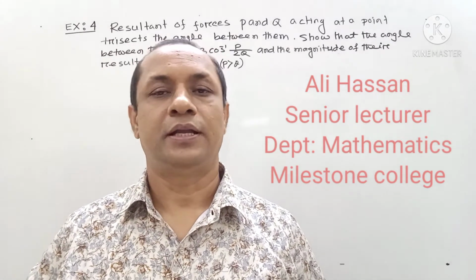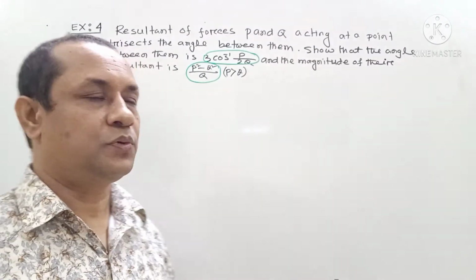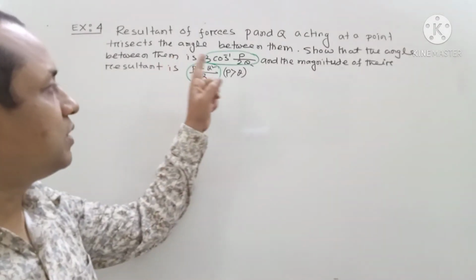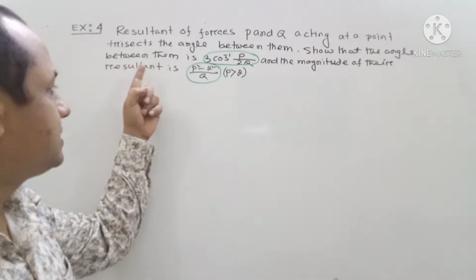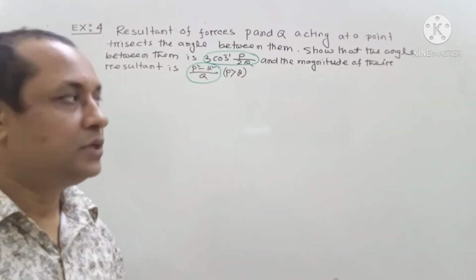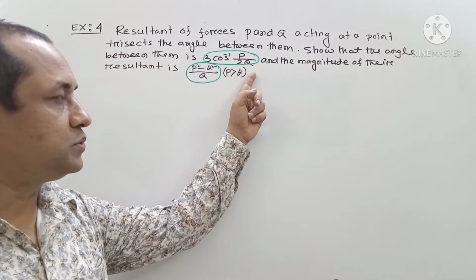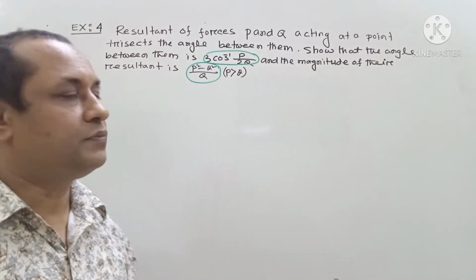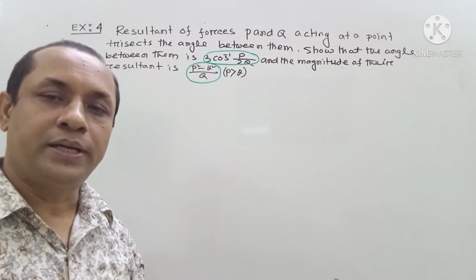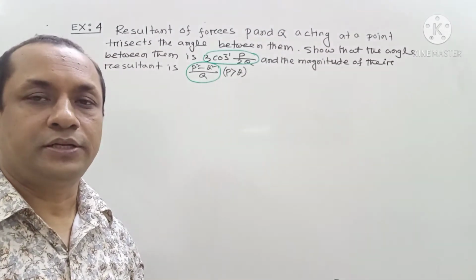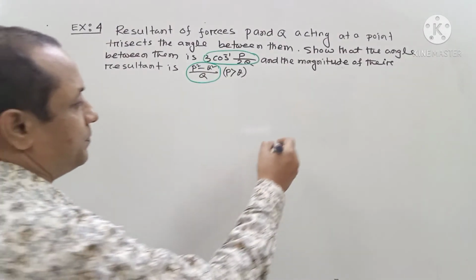So students, let's look at the board. Students, example 4. The resultant of forces P and Q acting at a point trisects the angle between them. Show that the angle between them is 3 cos inverse P by 2Q and the magnitude of the resultant is square root of P squared minus Q squared by Q, where P is greater than Q. So students, attention please, look at the board.